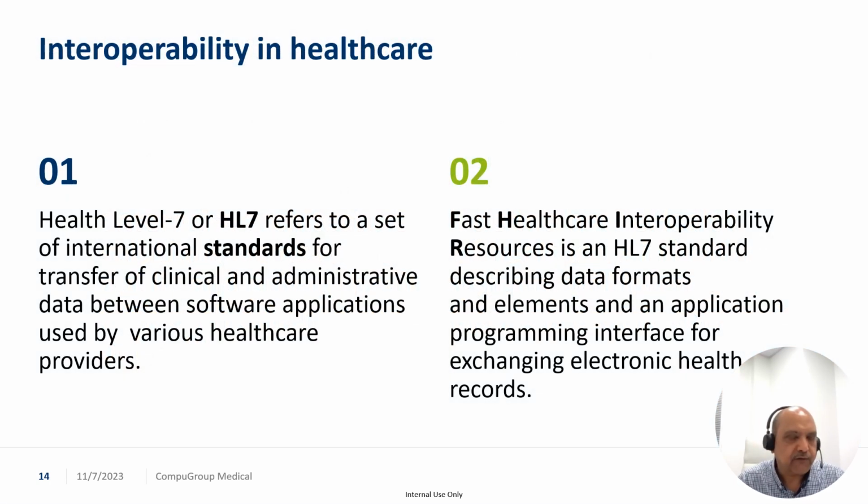There are various methods of ensuring interoperability in healthcare. HL7 is a set of international standards for the transfer of clinical and administrative data between software applications, and they have been in use for many, many years. The latest iteration is called HL7 FHIR, or Fast Healthcare Interoperability Resources, and it's a standard that describes data formats and elements and an application programming interface for exchanging electronic health records securely. And this is becoming the gold standard for ensuring that one system can talk to another system efficiently and effectively, and most importantly, securely.